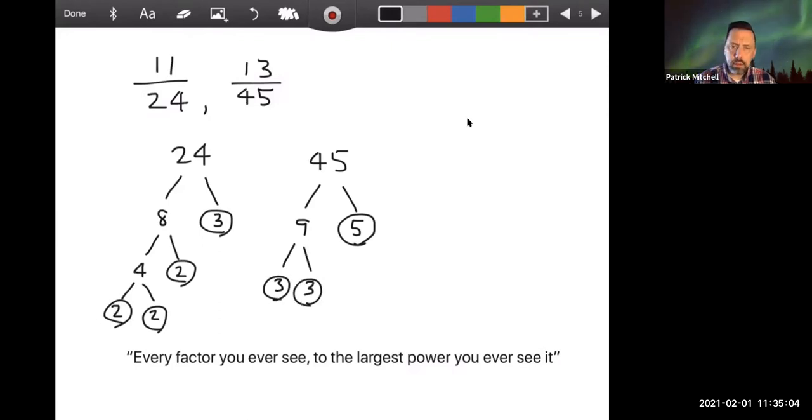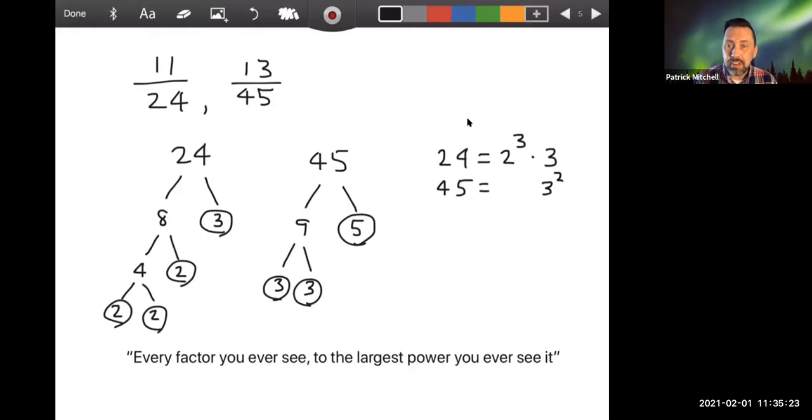Okay, so when I go to write those in columns, I'm going to write the 24 as 2 to the 3rd times 3. So I have a 2 column and a 3 column. And then the 45, I'm going to write as 3 squared. Notice I skipped the space under the 2 because 45 does not have any factors of 2. So we have 3 squared times 5. So I have a 2 column, a 3 column, and a 5 column.